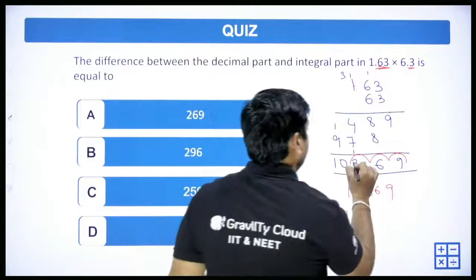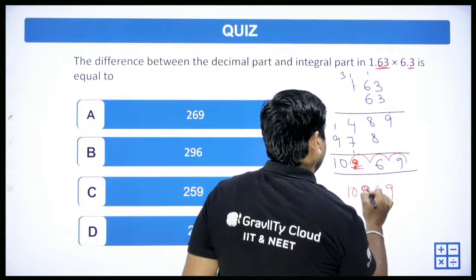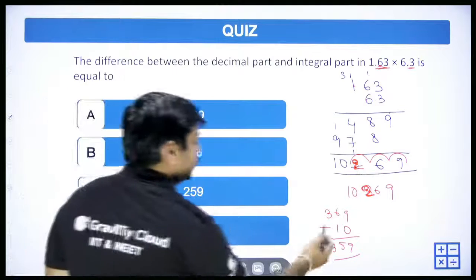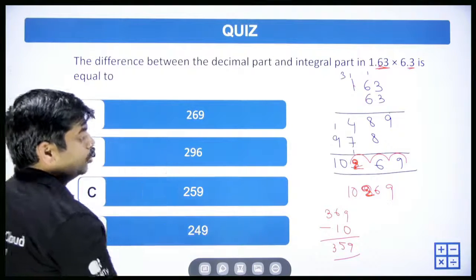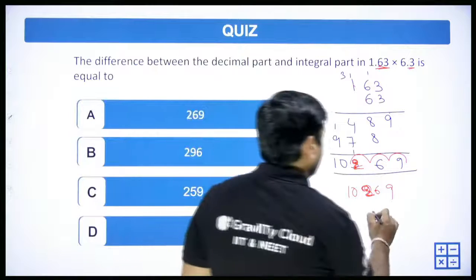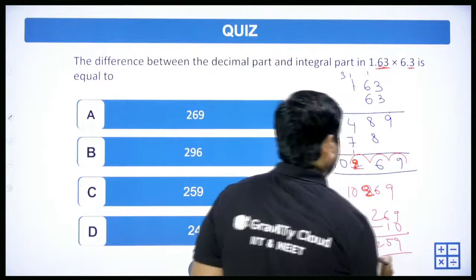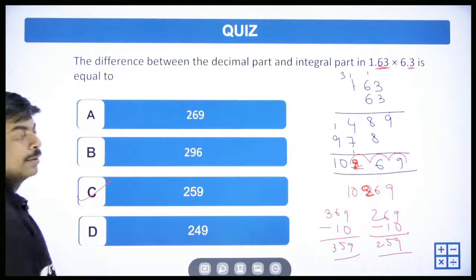So that will give you 10.269. So now the value will be 10.269, right? So this will also come exactly as 10.269. What is the difference between these two? 269 minus 10 will give you 259, right? So that is the option 259.